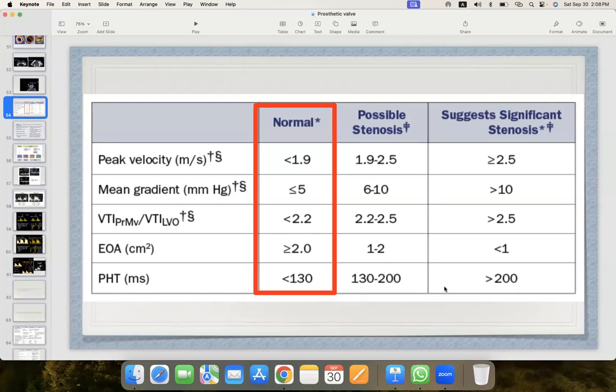The other thing that may help, but it's not always there: if you have a high discrepancy between the peak pressure gradient and the mean pressure gradient, we always say this is secondary to regurgitation. Those patients with regurgitation will have a higher peak pressure gradient than the mean gradient. There will be some increase in the mean gradient, but the peak gradient will be significantly higher. But patients with stenosis usually have both a high peak pressure gradient as well as a high mean pressure gradient.